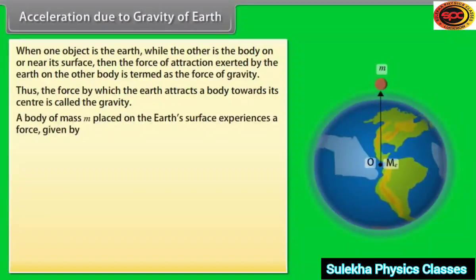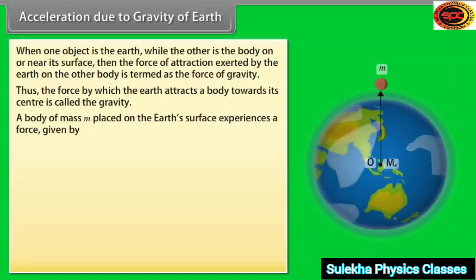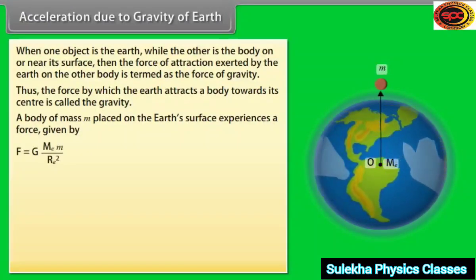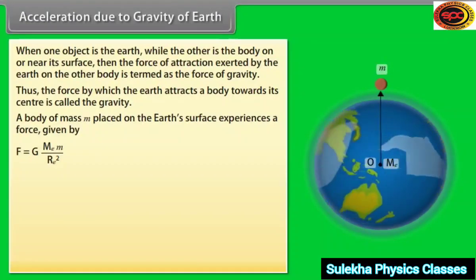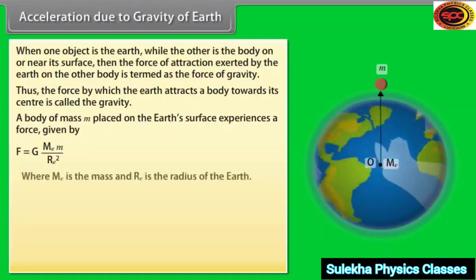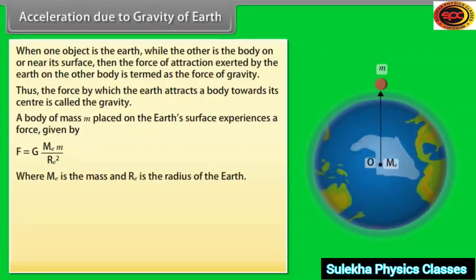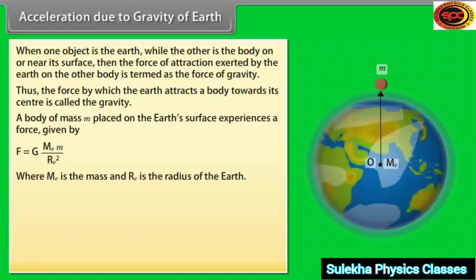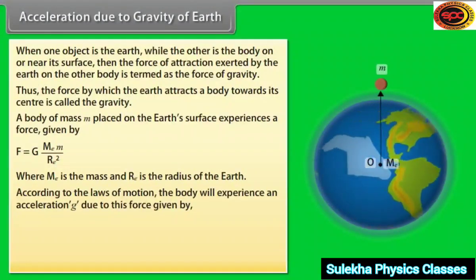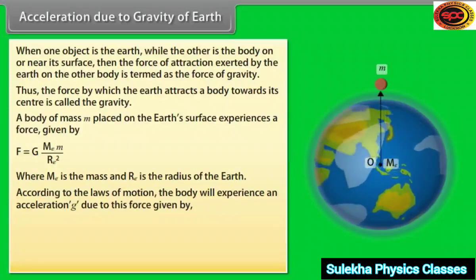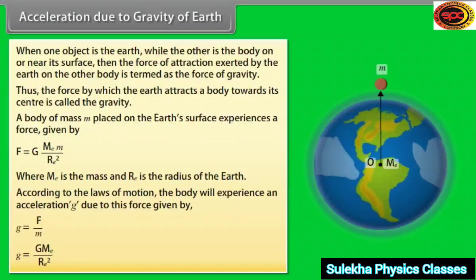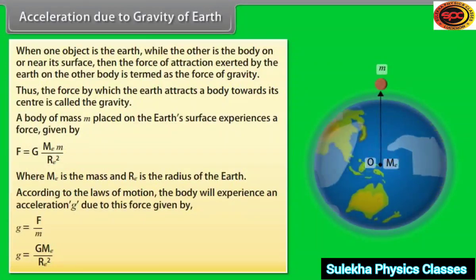A body of mass m placed on the Earth's surface experiences a force given by F is equal to G times M_E m upon R_E squared, where m is the mass and R_E is the radius of the Earth. According to the laws of motion, the body will experience an acceleration g due to this force given by g is equal to G times M_E divided by R_E squared.